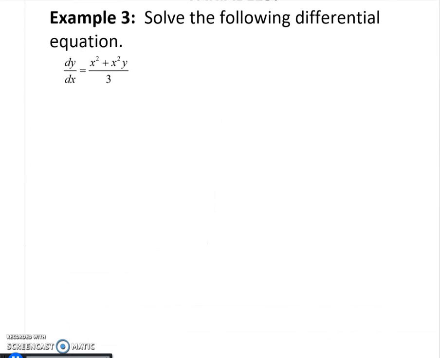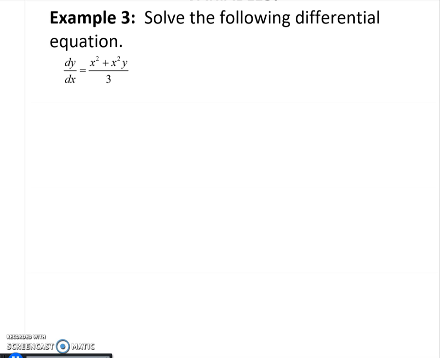So we're just going to look at some more examples here. So I've got dy dx equals x squared plus x squared y all over 3. So I immediately see that the dx needs to come to the right, which means the y part is going to need to move to the left. However, right now the y is inside this whole fraction and is being multiplied by an x squared. So I can't really move it as long as it's part of all that other stuff.